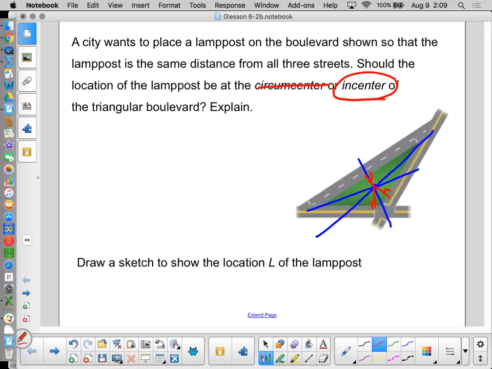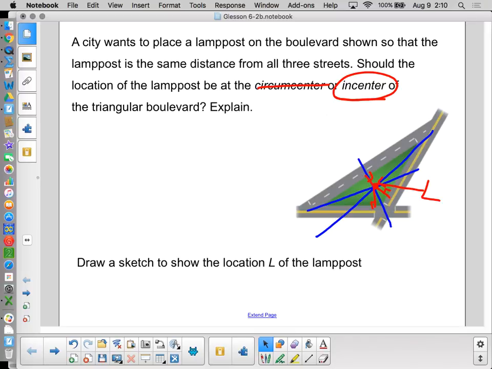And then draw a sketch to show the location L. We just did it. Boom, right there. That's L. That's the location of my lamppost. So again, understanding the difference between a circumcenter and an incenter. Incenter is equidistant from the sides, formed by the angle bisectors. Circumcenter is equidistant from the vertices, or from the points, and it is formed by the perpendicular bisectors.